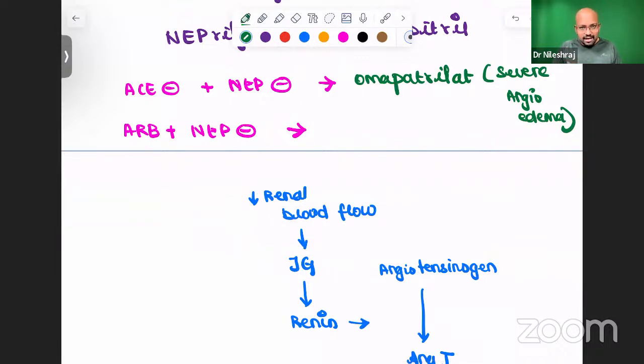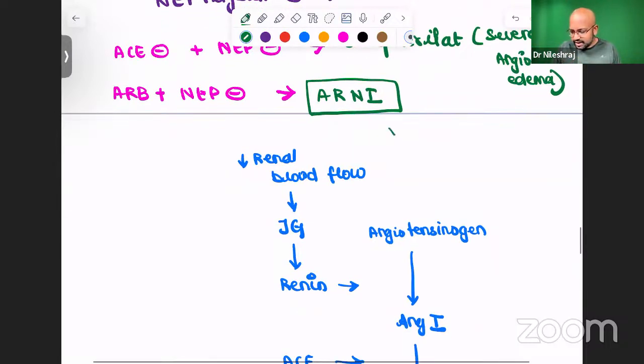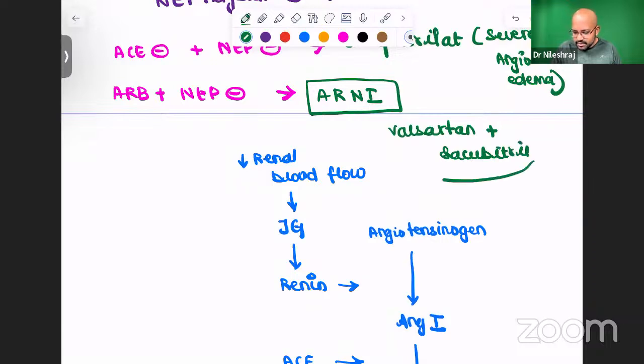Instead, we have ARB in combination with NEP inhibitor, which is nothing but ARNI drugs, angiotensin receptor and neprilysin inhibitor given as a combination. And that drug is valsartan in combination with sacubitril. Valsartan in combination with sacubitril is currently the preferred drug in the treatment of a patient with heart failure. Even the latest edition, Harrison's 21st edition, also says the same thing.